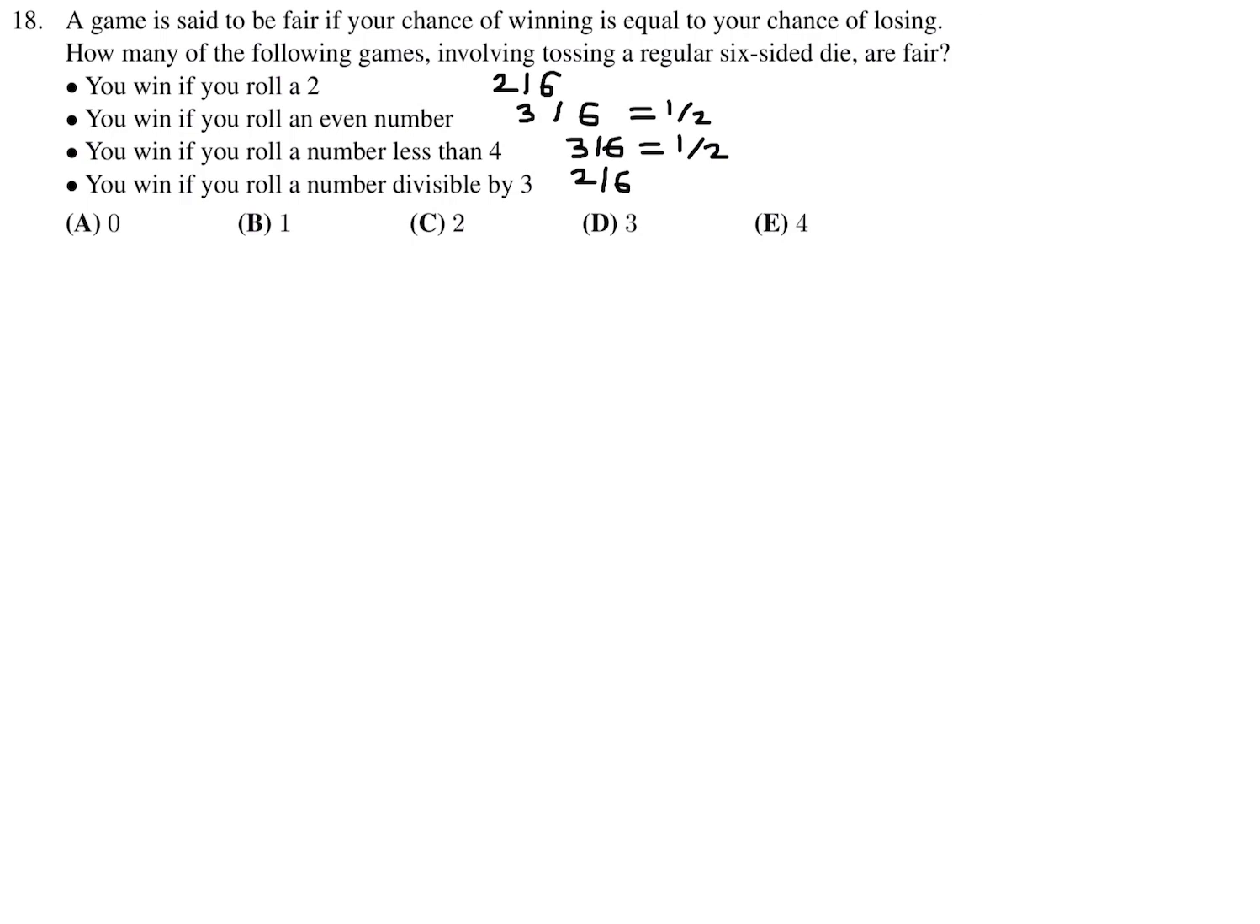So which one of these have a probability or chance of a half? It's just this one and this one, so 2 of them. So number 18, the answer is 2, which is choice C.